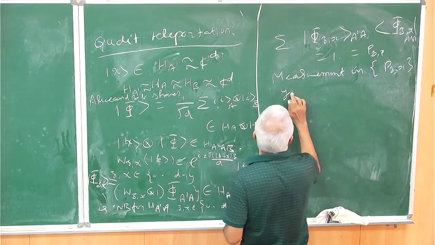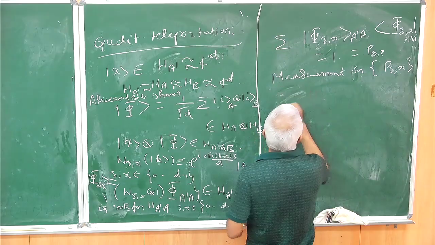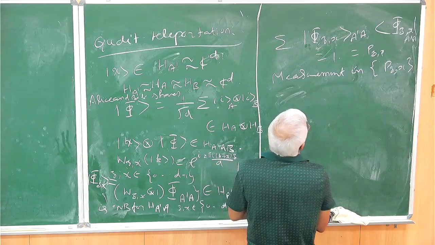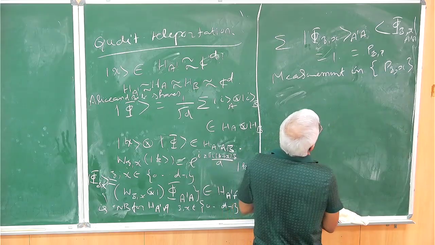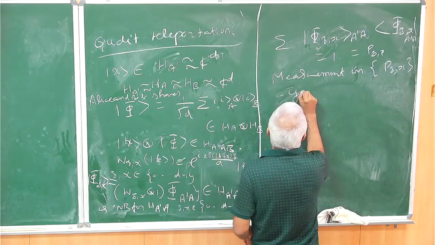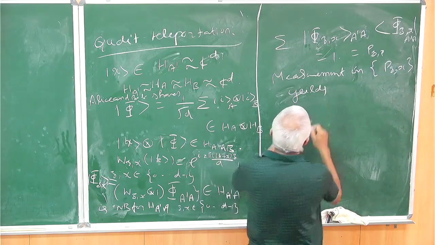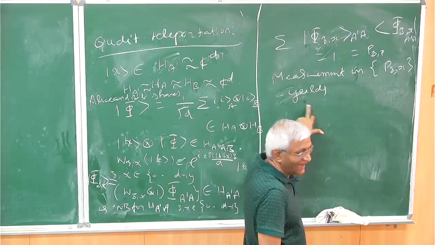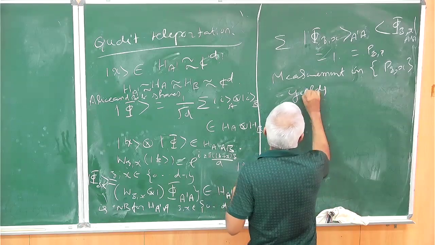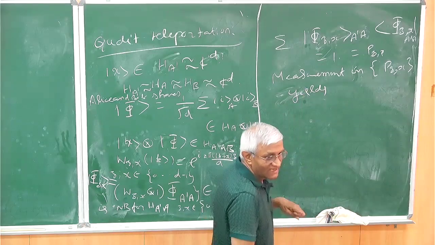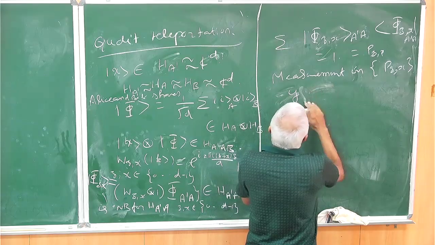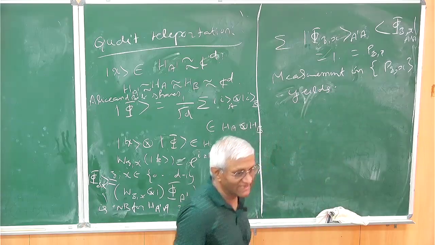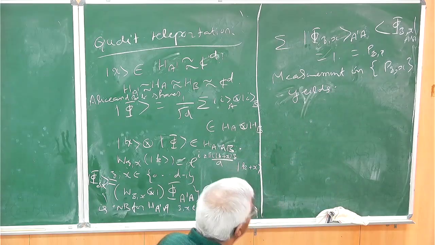Measurement in this yields... what is the spelling? This is "yields," spelling, right? I forget, I or E? I, okay. No, it doesn't look nice. We'll stop writing all these things. Okay, I think this is right. Anyway, it yields, it's clear.